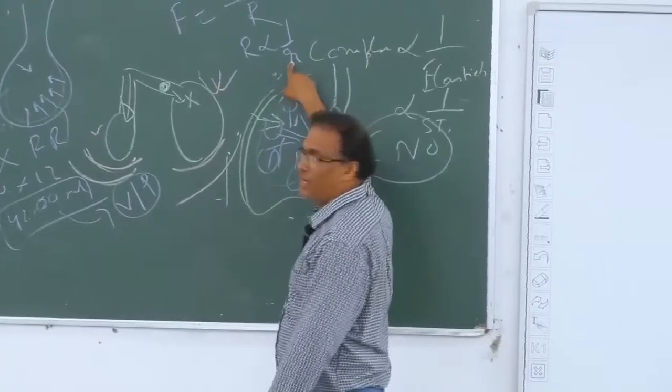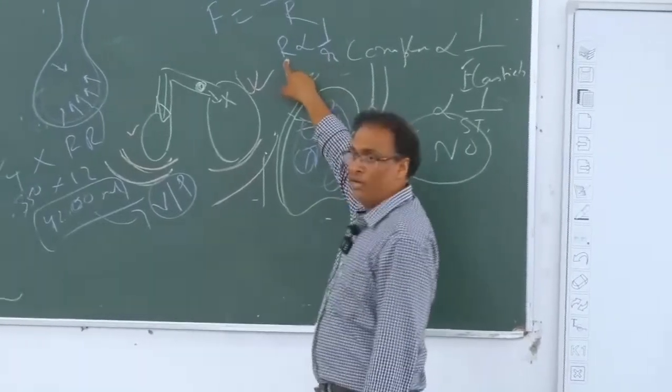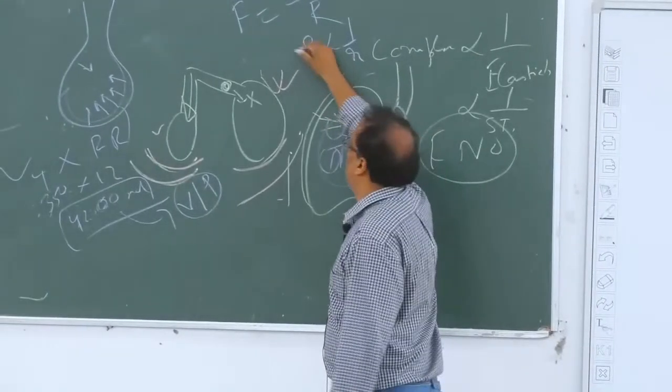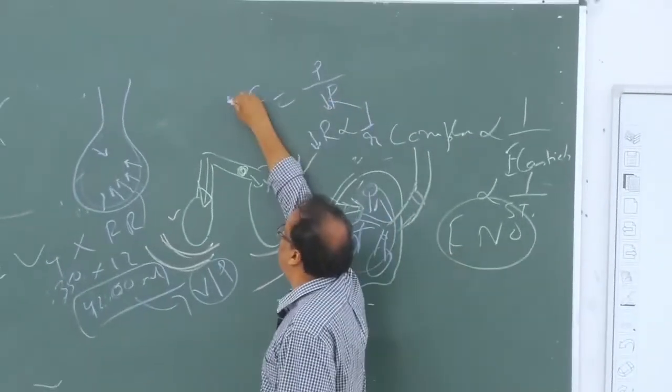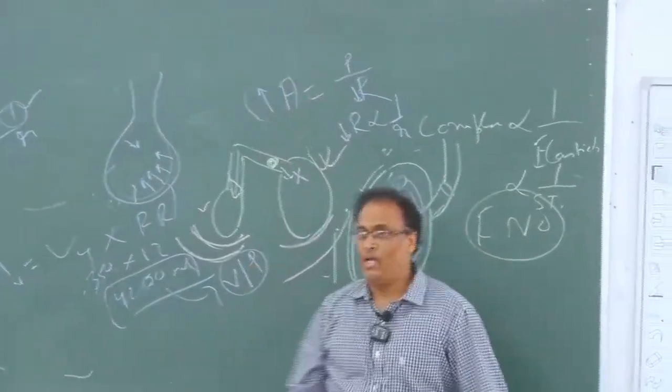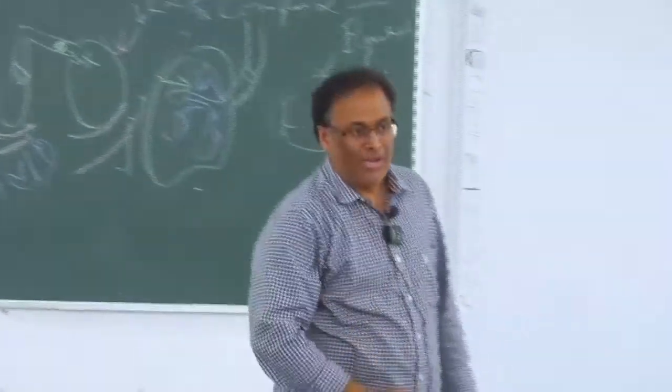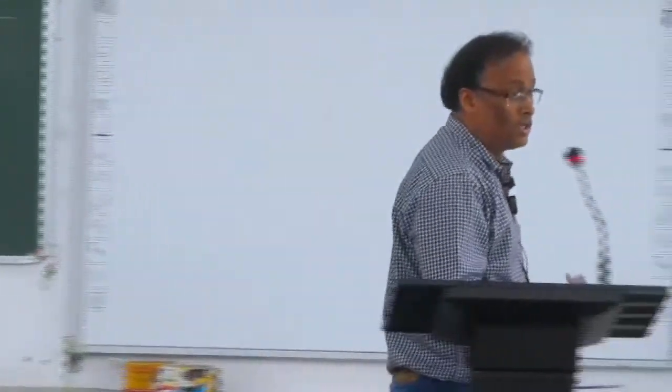Then if the radius is increased, resistance will decrease. If resistance is decreased, then flow is increased. And that is why outflow, expiratory flow, is increased in any COPD patient.